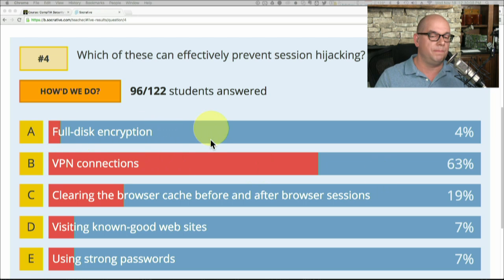And full disk encryption doesn't help you either, because the information is stored encrypted on your disk. The things still have to go across the network, and that's where the bad guys are getting those session IDs. So VPN connections in this case would be absolutely correct.